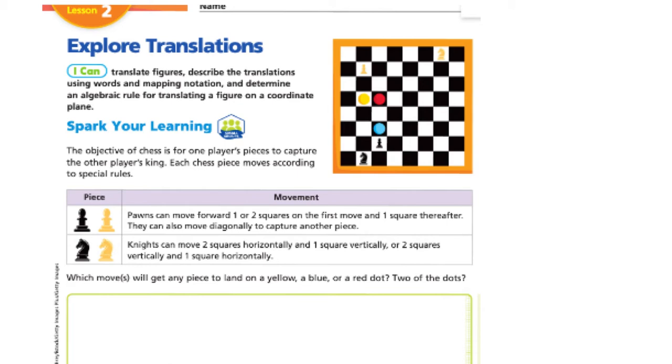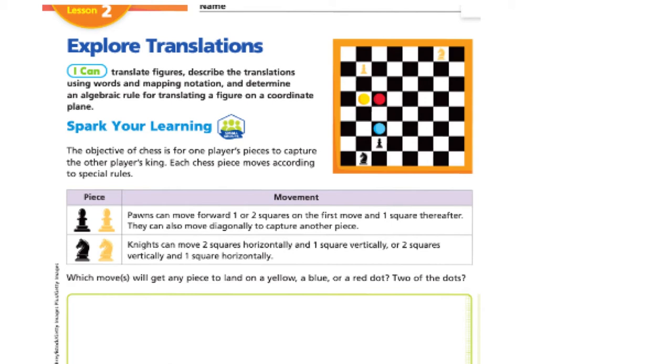So let's look at the Spark Your Learning and let's look at the I can statement again. I can translate figures, describe the translations using words and mapping notation. So there's something new that you'll learn, and determine an algebraic rule for translating a figure on a coordinate plane. So that is a lot in this lesson, but you'll see how it all comes together.